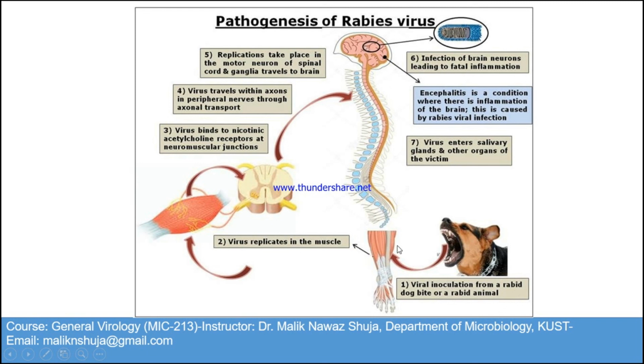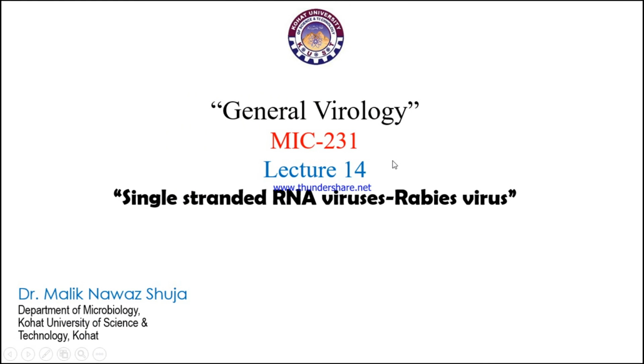Then it replicates inside the muscles. From the muscles, the virus binds to nicotinic acetylcholine receptors at the neuromuscular junctions, and then finally it reaches the brain, and from the brain it again starts inflammation, and then it spreads or enters into the salivary glands and other organs of the victim, and basically at this stage it shows its maximum control.